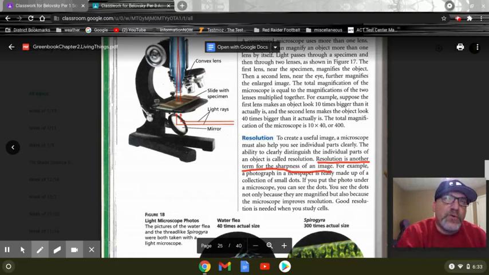When you're looking through a microscope, you need to have high resolution. In other words, when you look through that microscope, you want to be able to make out the image. If you can't make out the image, then there's no use in looking through the microscope. So resolution is how sharp the image is.